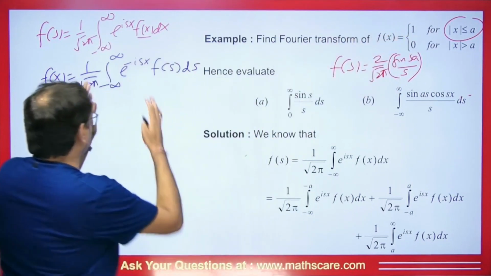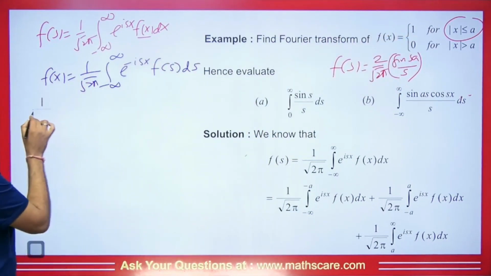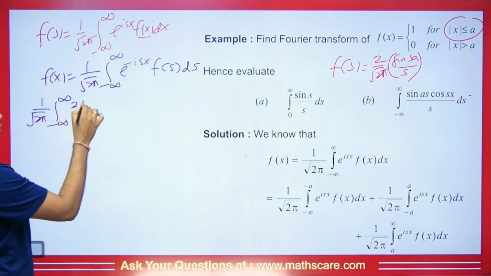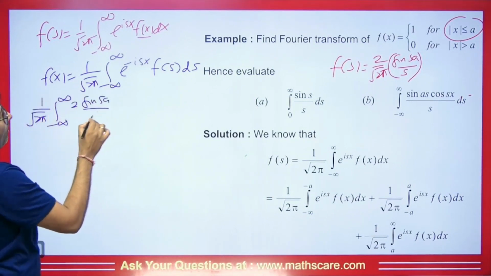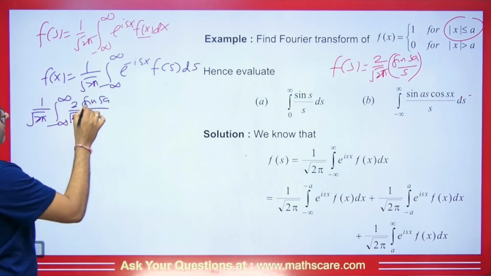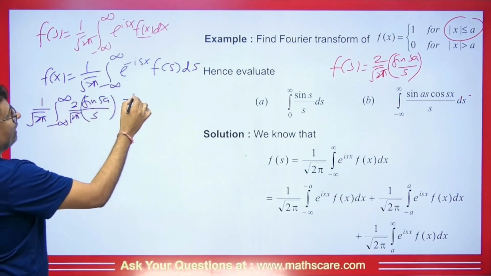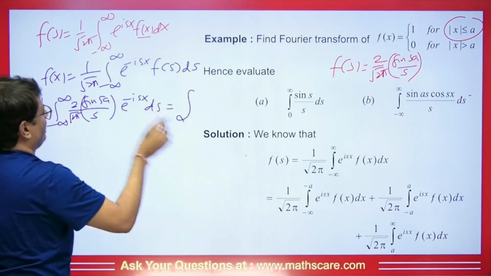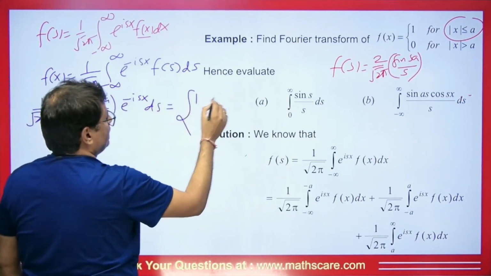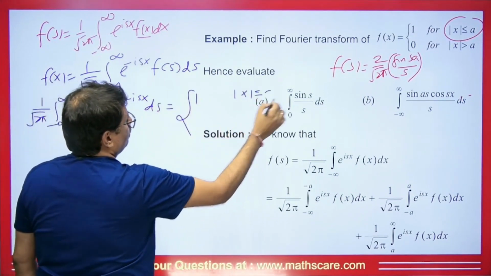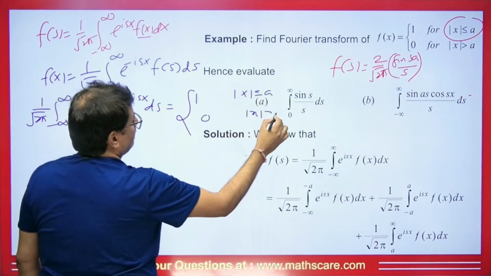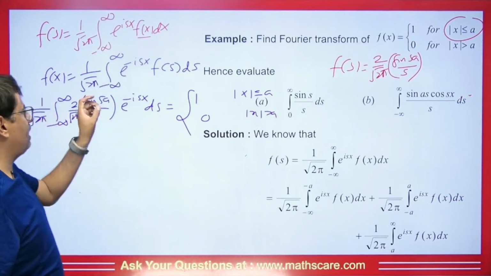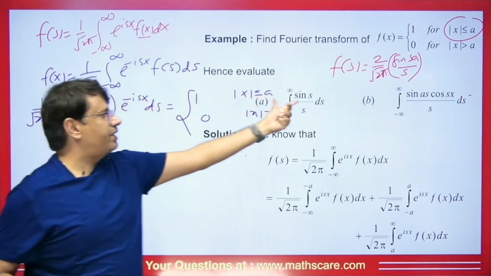Therefore, I will put this value. We will get 1 upon root 2 pi, from minus infinity to infinity, 2 sin sa upon s, and as you know students, we already had this root 2 pi, right? Multiplied with e to the power iota sx, and I will put the value of F(s), ds is equal to f(x). So what will we get here? The value of f(x) will be 1 where mod x is less than or equal to a and 0 where mod x is greater than a. We have to prove sin sa upon s. Now what will we do, students? We don't need this term e to the power iota sx in this proof.